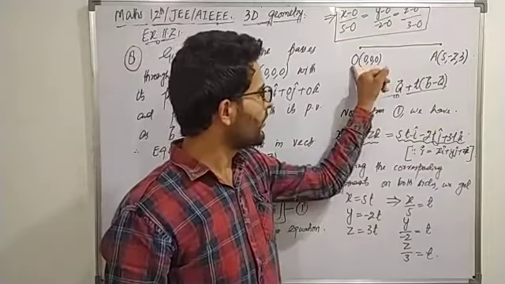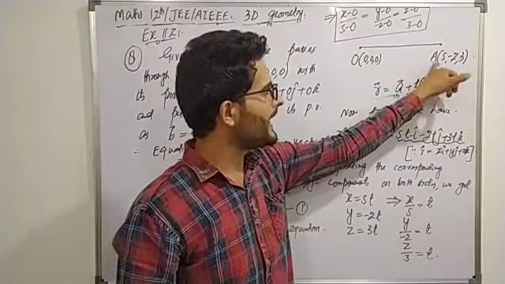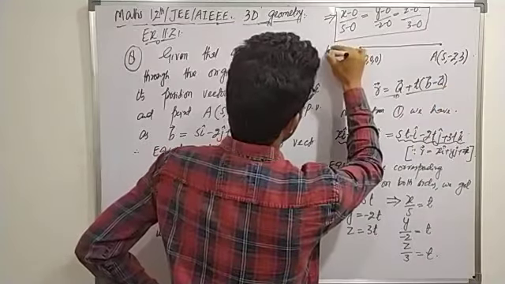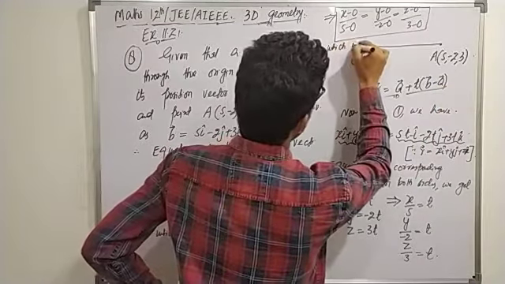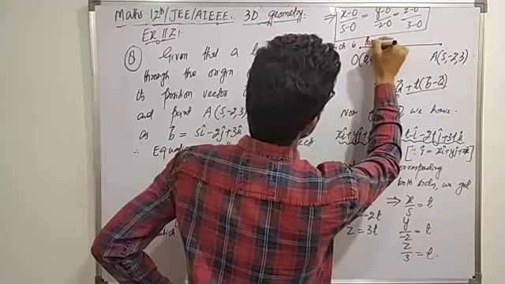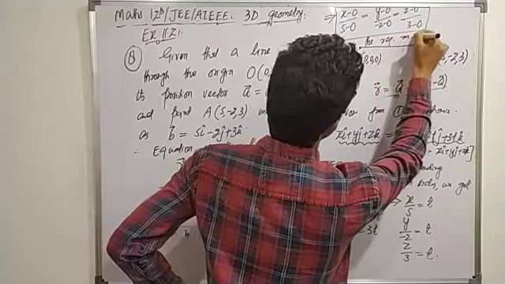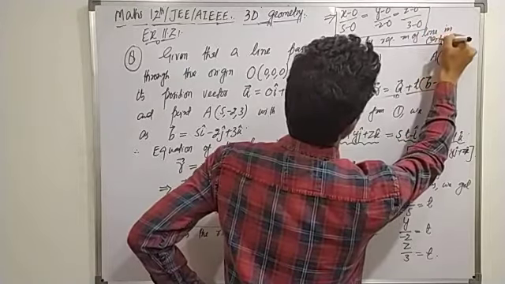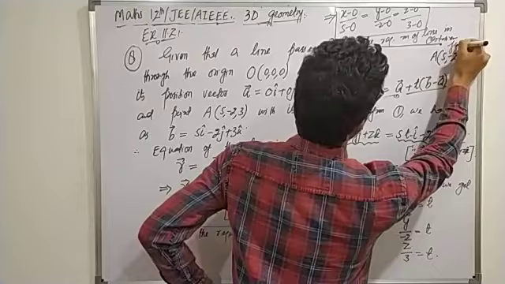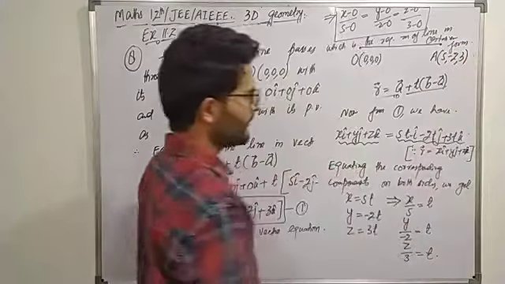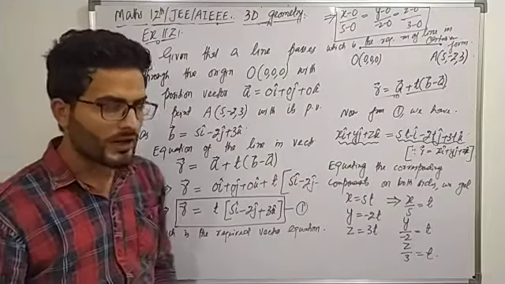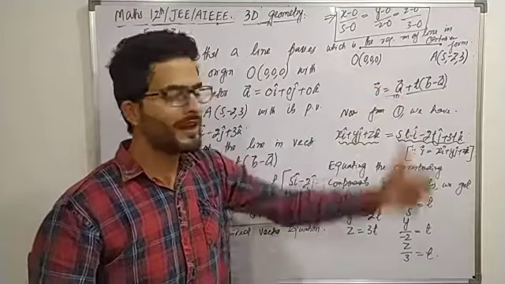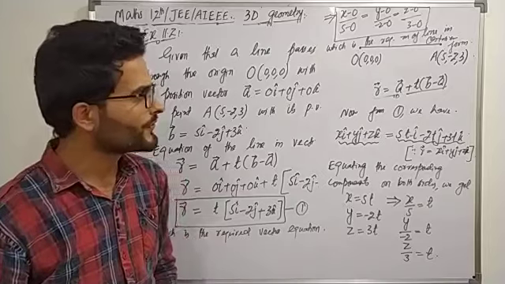So this would be the required equation of a line passing through 2 points, origin O 0, 0, 0 and A 5, minus 2, 3. So which is the required equation of line in Cartesian form? ये होगी उस लाइन की इक्वेशन इन कार्टेशियन फॉर्म which is passing through origin O of 0, 0, 0 and A 5, minus 2, 3.